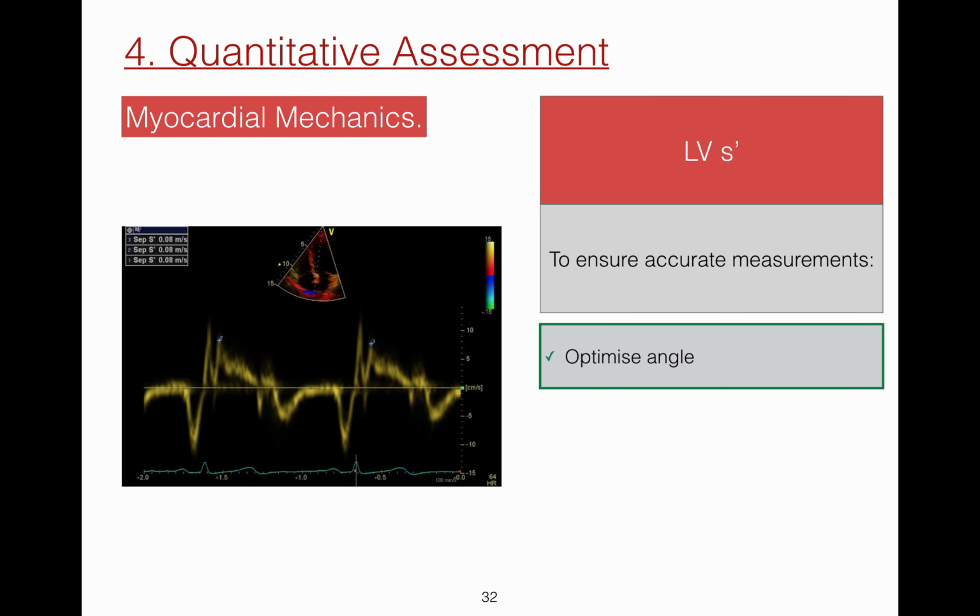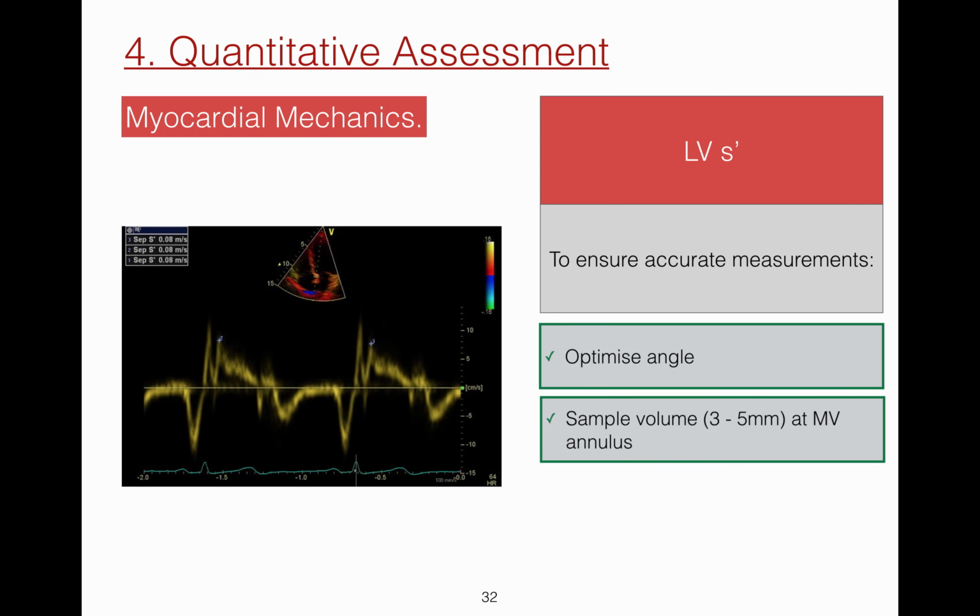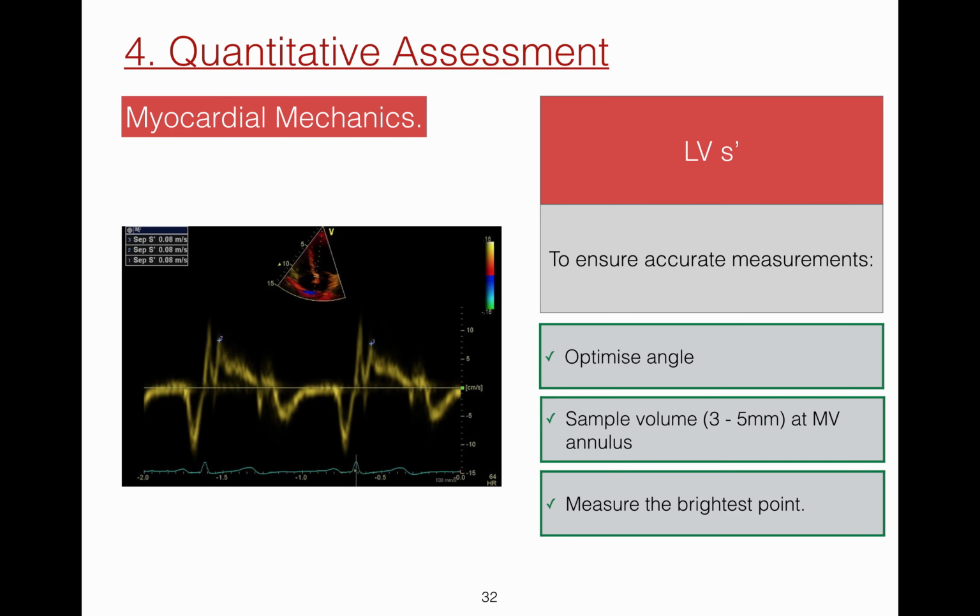As tissue Doppler is a Doppler technique, it's important to try to ensure parallel alignment between the beam and the longitudinal motion of the heart. A sample volume of 3 to 5 millimeters should be placed at the level of the mitral annulus for septal and lateral measurements, and the brightest point where the waveform peaks should be identified and measured.